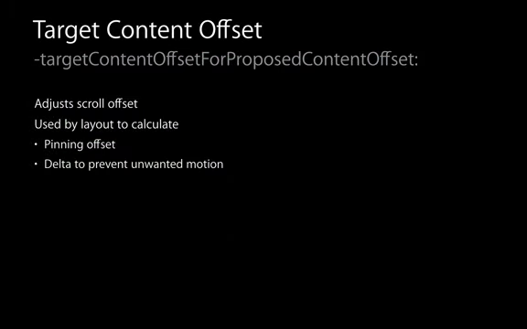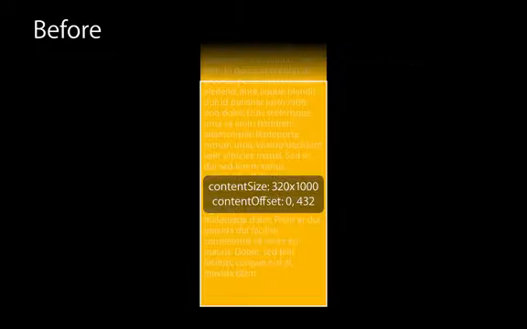So let's take a look at one of the other methods I didn't implement and later wished I had, the target content offset method. Now, the documentation says that this adjusts the scroll offset. And I didn't understand viscerally how important this was until I saw it in action. And so I have animations that are going to show you just how important this is. It's used by my layout, actually, to calculate the pinning offset and the delta that I use to prevent unwanted motion. And the trick is, I get this calculation correct, which took a little while, but then I use it in so many places. So let's take a look at exactly how that works.